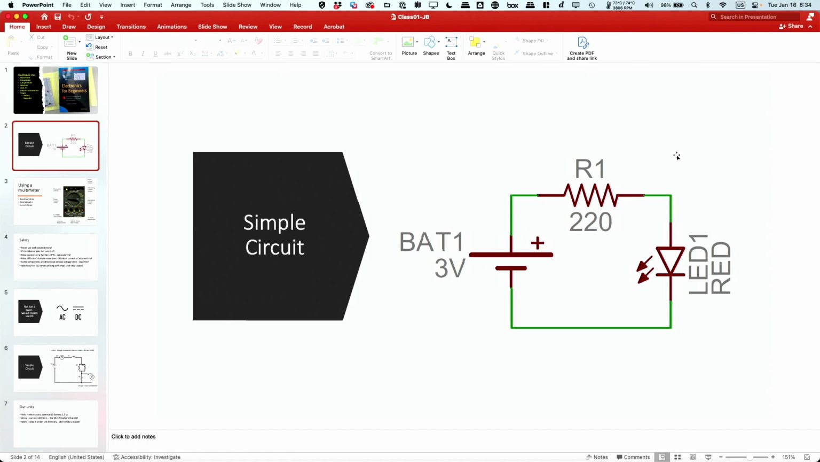Now, the wall plugs are a little weird, though, because they're a different kind of current than what we're dealing with here, but we'll get to that in 3 slides.